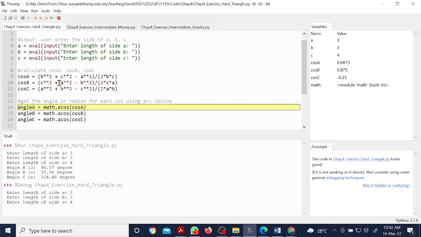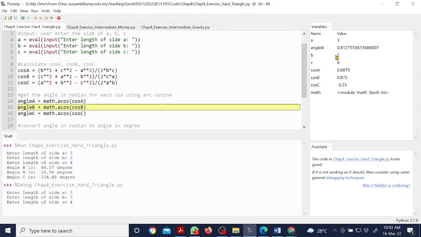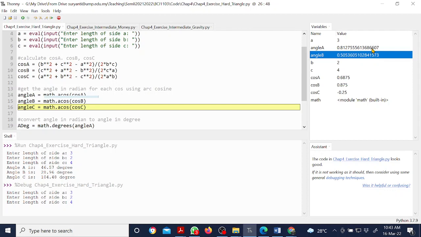Okay. So now we need to inverse that cos in order for us to get the angle for A, for B, for C. Okay. So we use the function acos here. We call the math, and then we call the function, and then we put the value of that cos. Okay. So you will get the angle here. Again here we call math for angle B. And then we call the function acos, and then we put cos B. Cos B is 0.875. Okay. So when we do the acos, we will get 0.505 blah blah blah. So this is angle in radian.